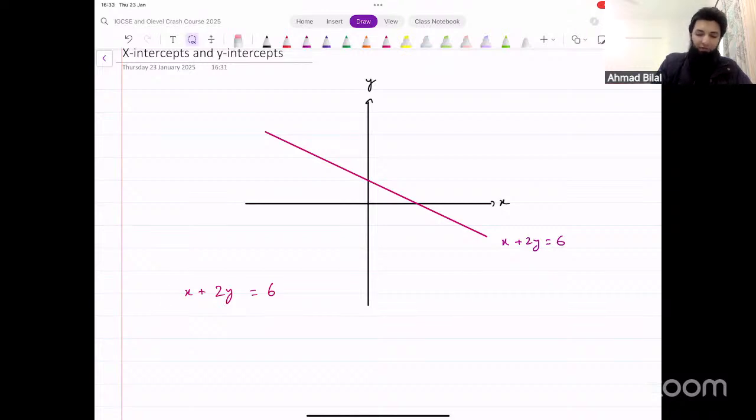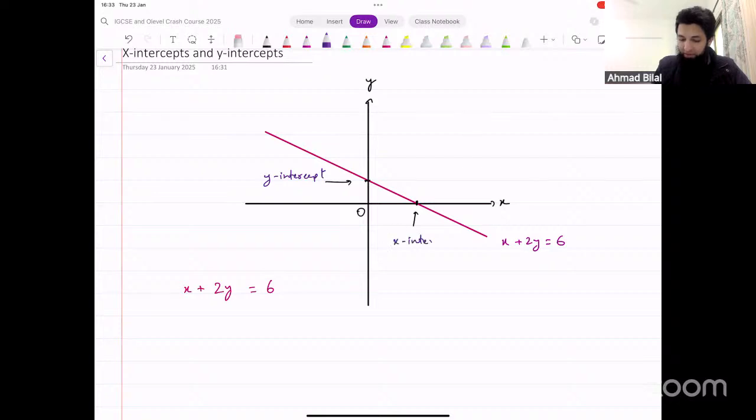Now, what we want to find out is, what is the x-intercept of this line and what is the y-intercept of this line? The x-intercept is the point where the graph cuts the x-axis. That's this point here. And the y-intercept is the point where the graph cuts the y-axis. We call this the y-intercept. And this is the point where the graph cuts the x-axis, the x-intercept.